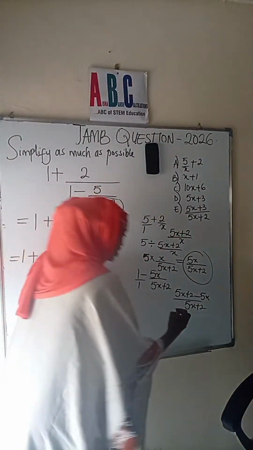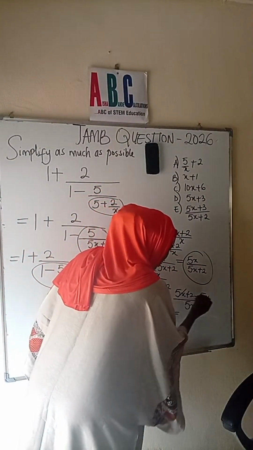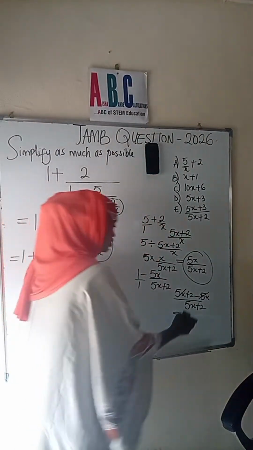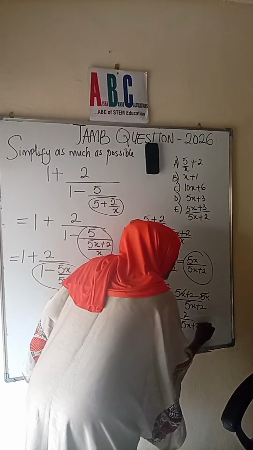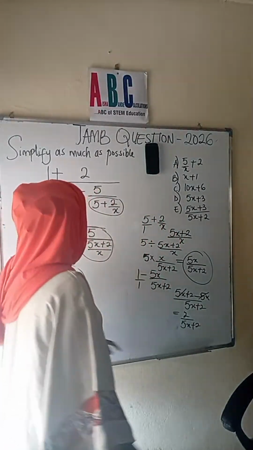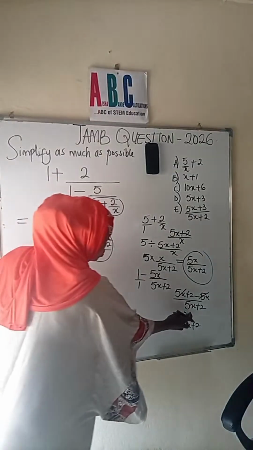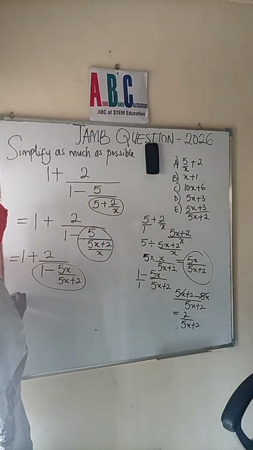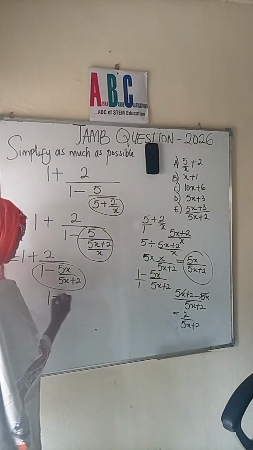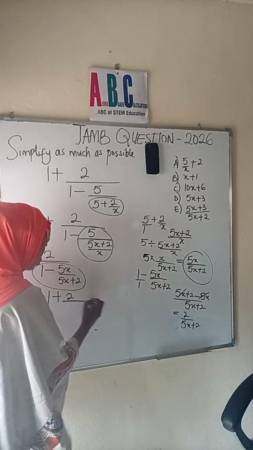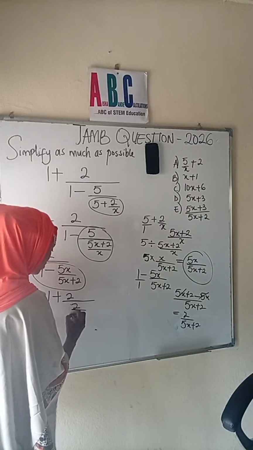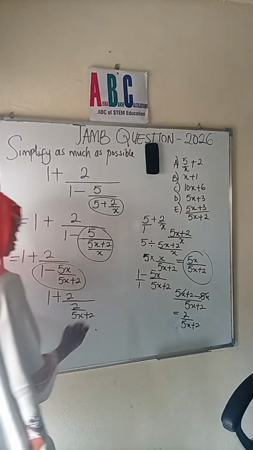So let me simplify this. This is equal to 5x cancels minus 5x, right? What do we have left? We have 2 over 5x plus 2. So you have simplified this now to become what? 2 over 5x plus 2. So this now becomes 1 plus 2 over 2 all over 2 over 5x plus 2.